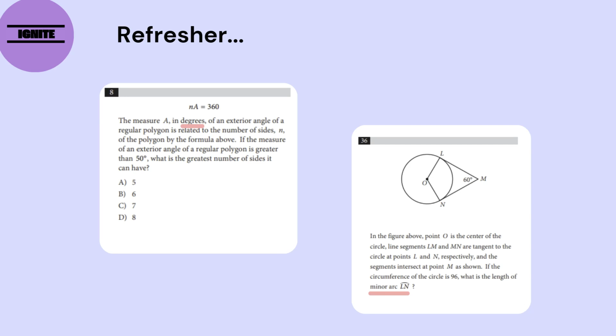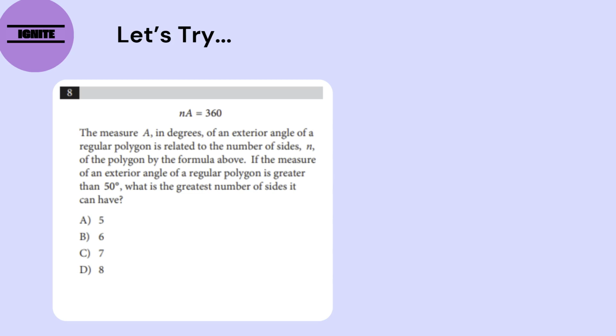In 36, we see angles, and 36 also mentions a minor arc. Word 8 mentions the measure in degrees, and it also mentions degrees there. Now we know these both relate to angles because angle is explicitly mentioned, and in 8, an exterior angle is mentioned. Now, let's try answering some of these angle questions.